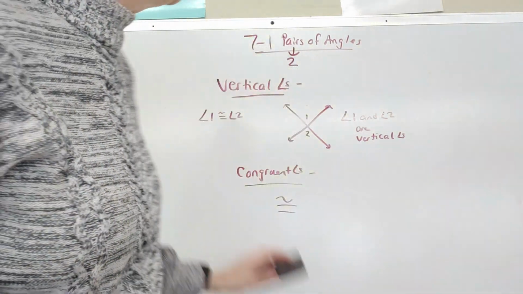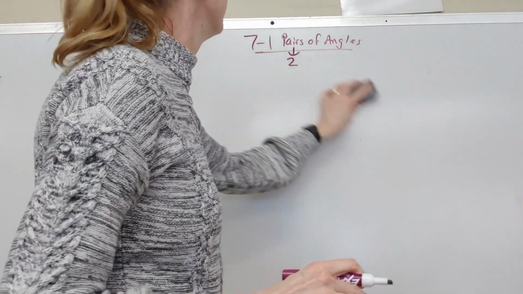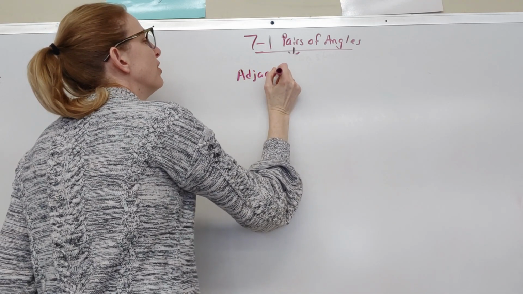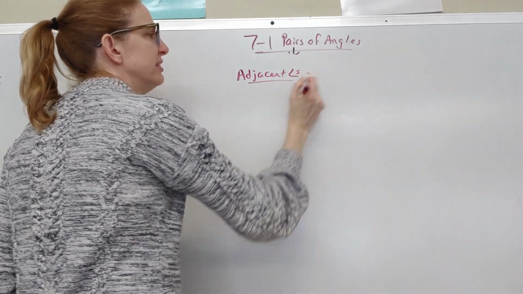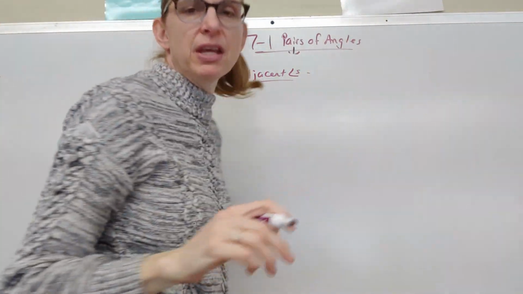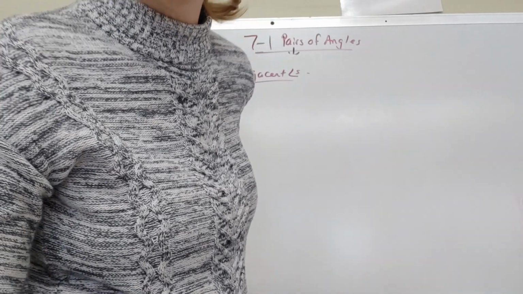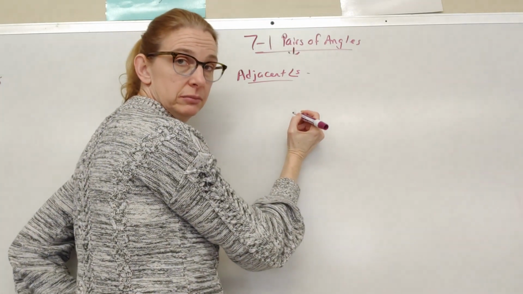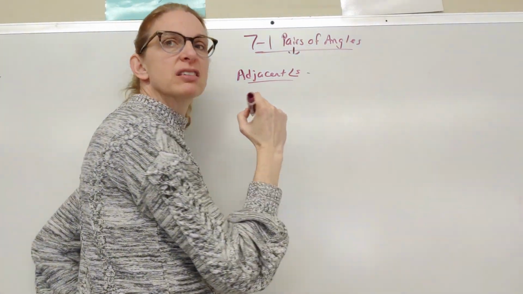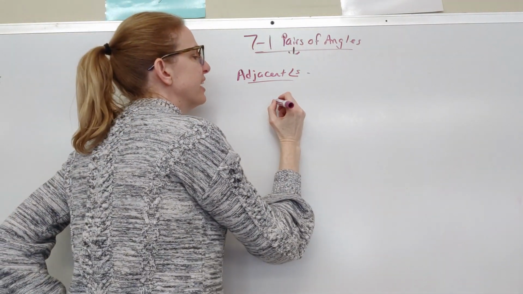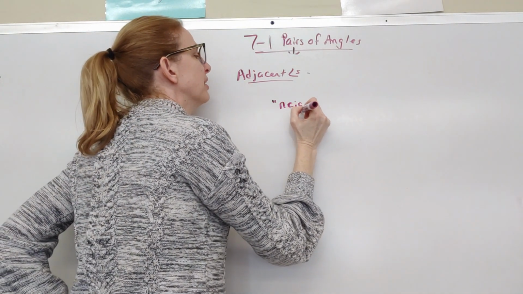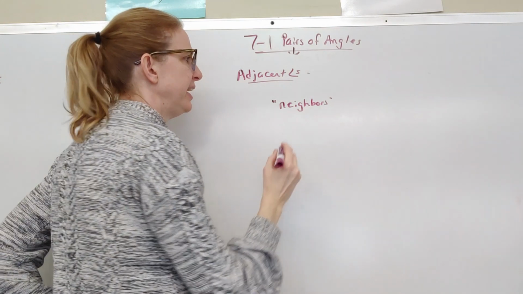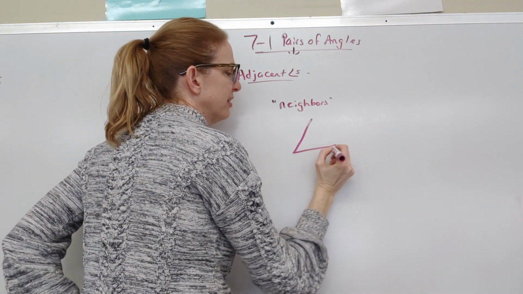Next one, adjacent angles. I just heard 7th grade learning about this the other day in their math class with Mr. C. Adjacent angles, our definition is that they have a common vertex and a common side, but no common interior points. Pause the video and write the definition. This is kind of a key word for you. They're neighbors. Adjacent angles are neighbors. They share a side.